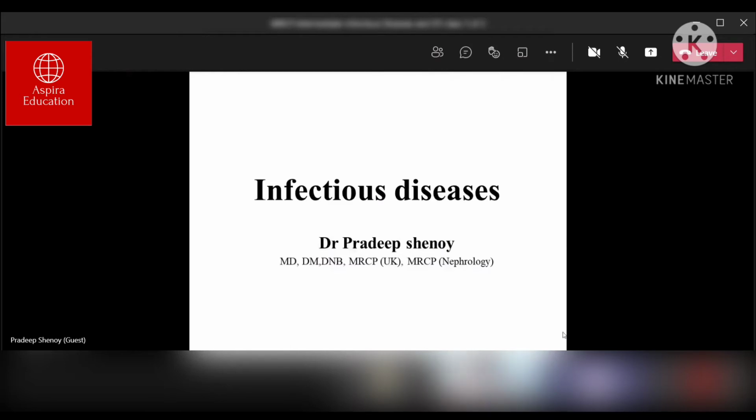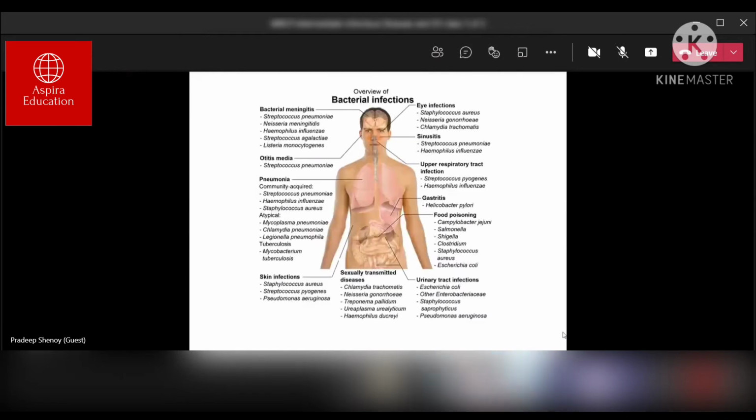So this is the overview of infectious diseases. So we have infection which ranges from the brain to the body and to the musculoskeletal systems. So the most important for us from MRCP are meningitis, then pneumonia, and skin infections, and food poisoning. So we'll be discussing these conditions in detail. So before that, we'll be talking about how we name the bacteria.